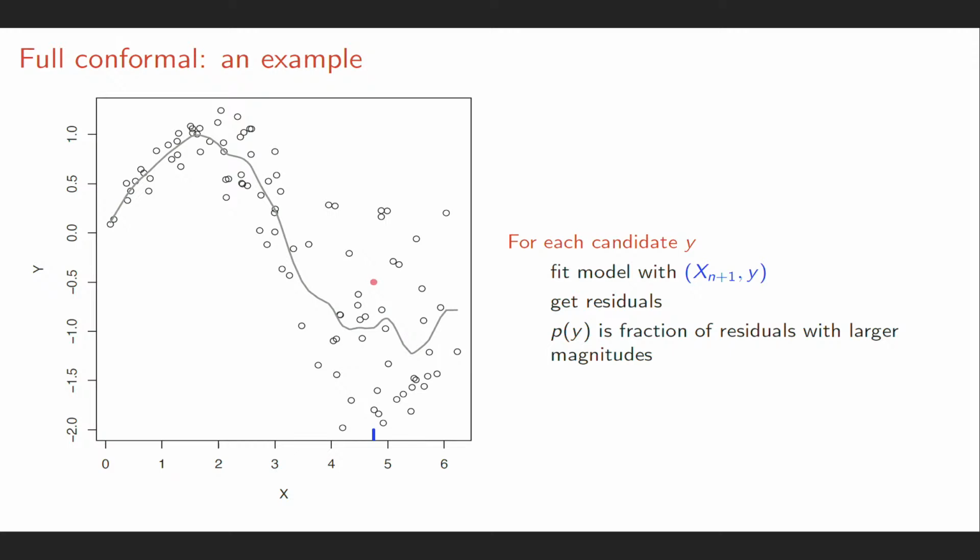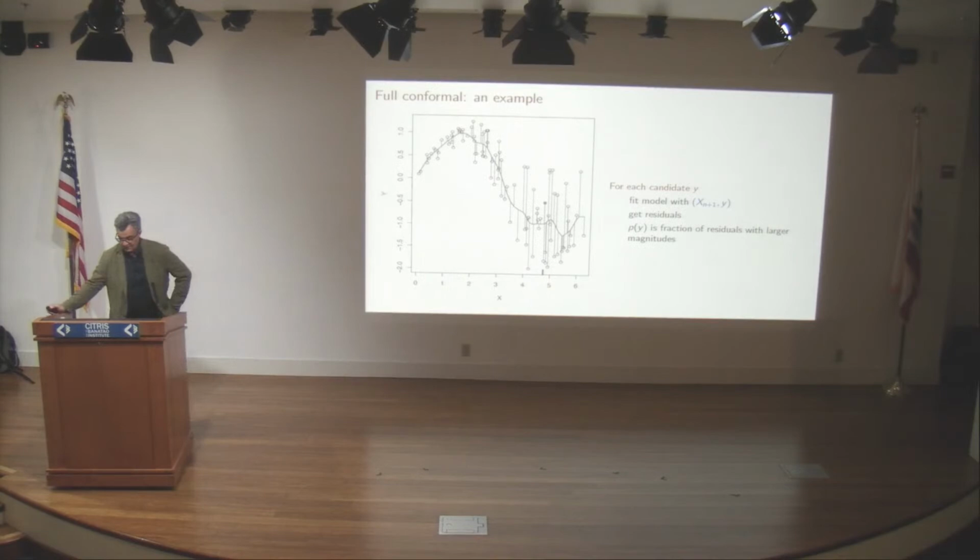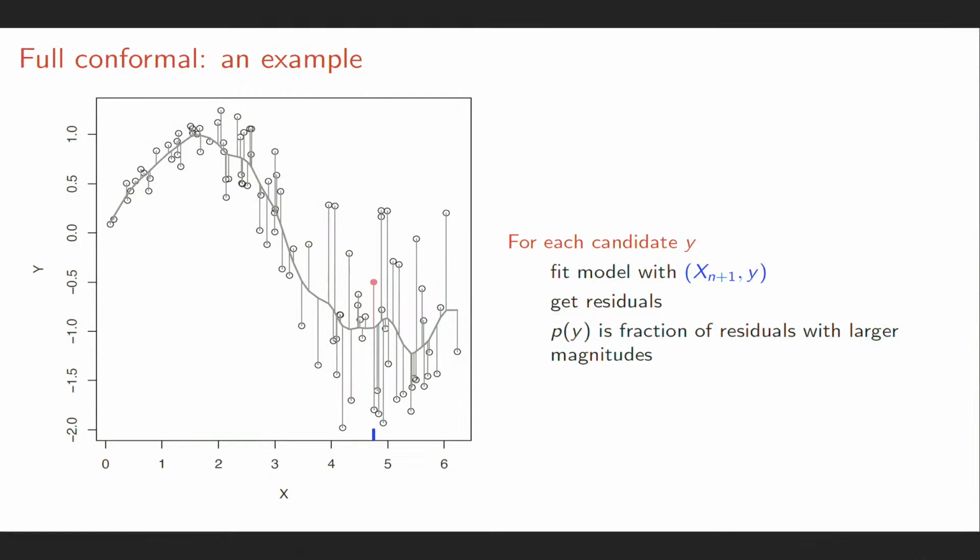I fit a regression function, and I'm going to compute residuals, and here they are. These are the misfits. I'm going to look at how unusually large the red residual is, with the hypothesized value of y. Note that the model is fitted using X_{n+1} and y as well. And so I'm going to compute what we can think of as a p-value, which is the fraction of residuals with larger magnitude.